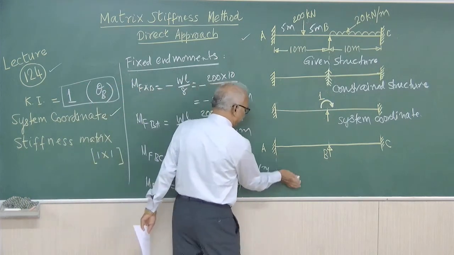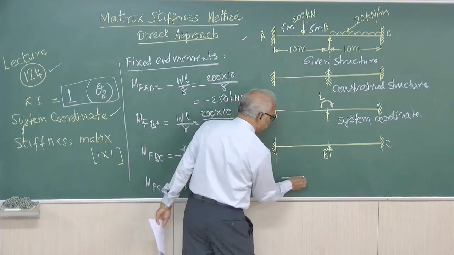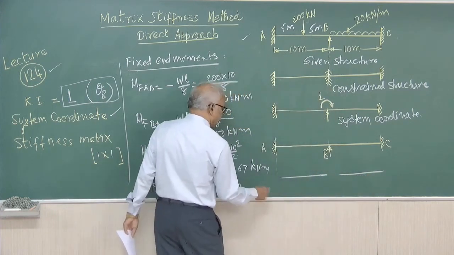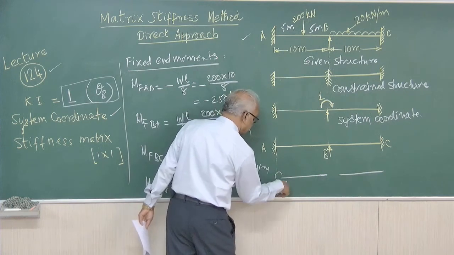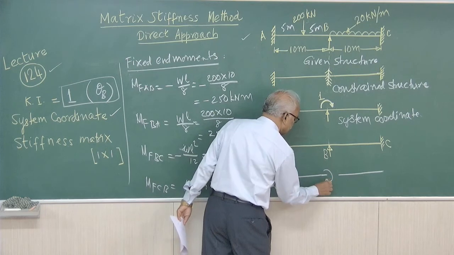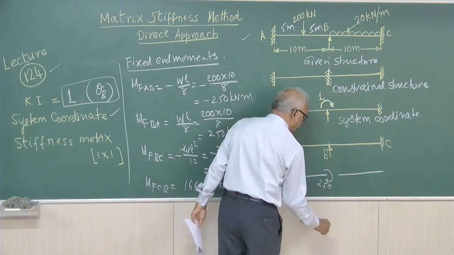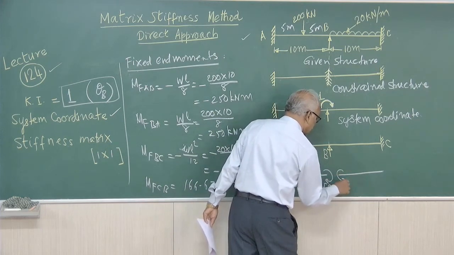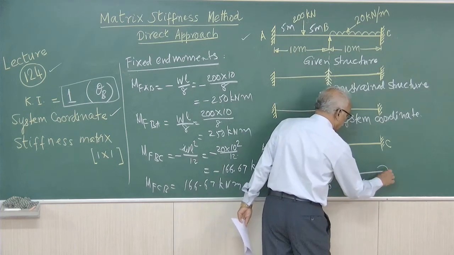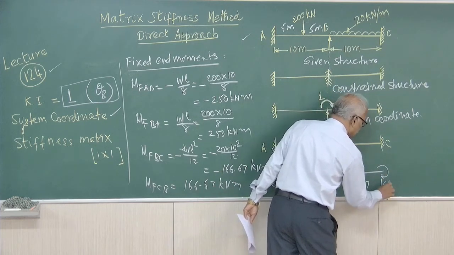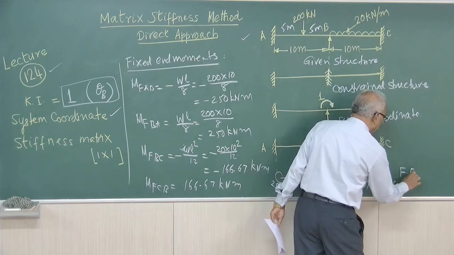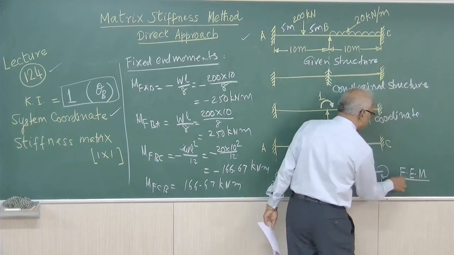This is AB, this is BC. So the fixed end moments here are minus 250 and plus 250, then minus 166.67 and plus 166.67. These are the fixed end moments.